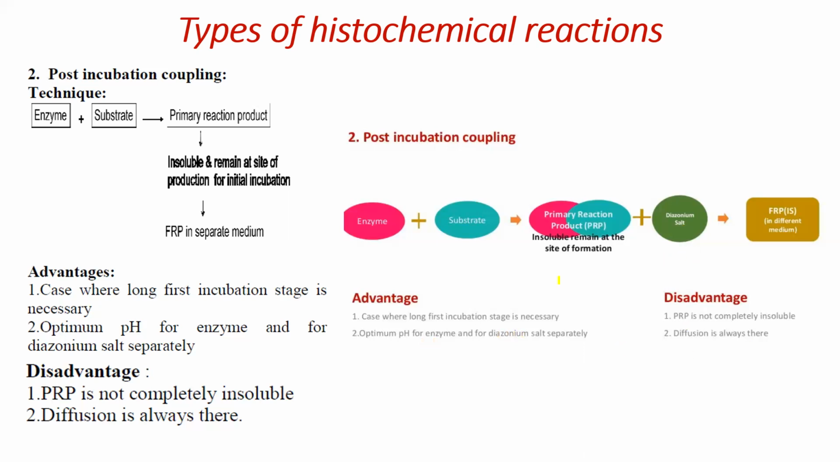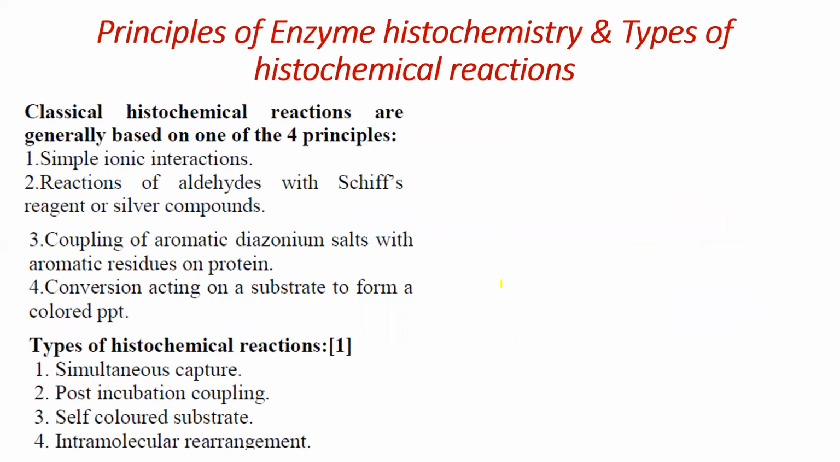Another disadvantage, students, is that sometimes this primary product will diffuse. It is not a stable component. Even though the enzyme bound with the substrate, the primary product will easily diffuse. If it diffuses immediately and does not react with our secondary reagent, then it is useless. So that is another major disadvantage in enzymatic studies, called diffusion of the primary product. So this is all about post-incubation coupling. Then let us see the third one. What is our third one? Self-colored substrate. So what is this self-colored substrate reaction?